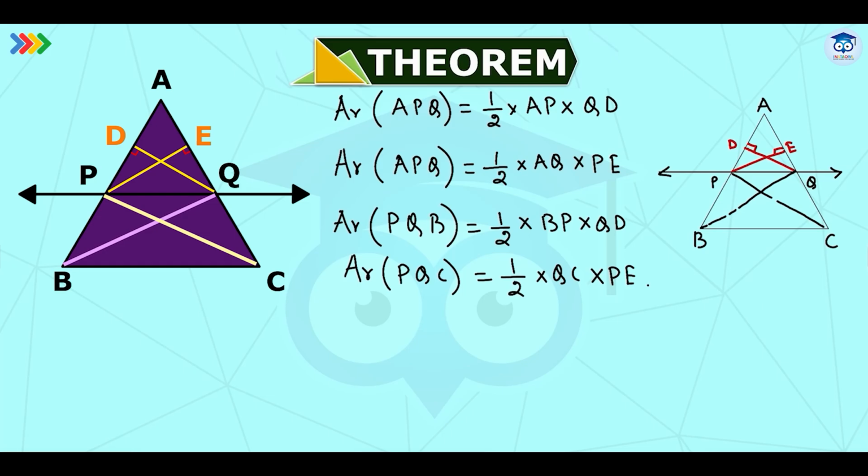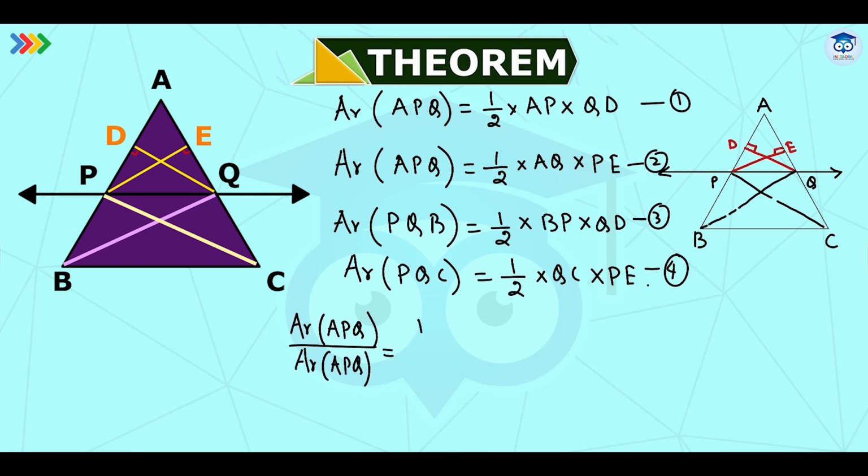Now, this is equation number 1, equation 2, 3 and 4. Now, let's calculate these two ratios. So the first one, area of APQ upon area of the same APQ will be equal to half AP into QD, which is equal to half AQ into PE, right? So both are the same on the left hand side, and this also is the same, so we can cancel it.